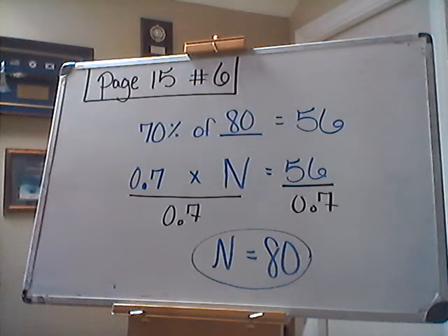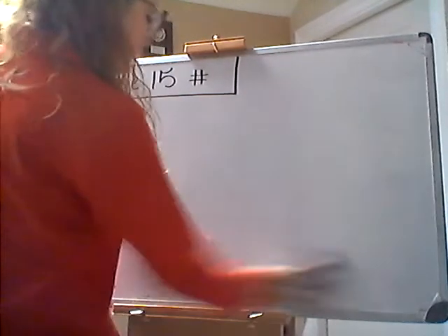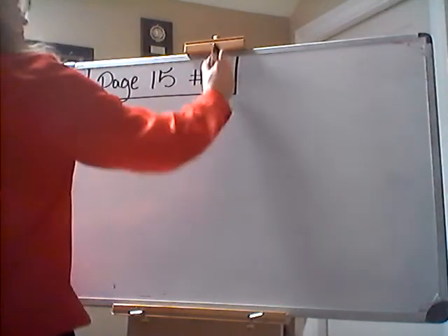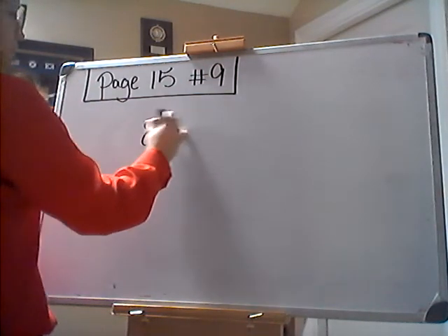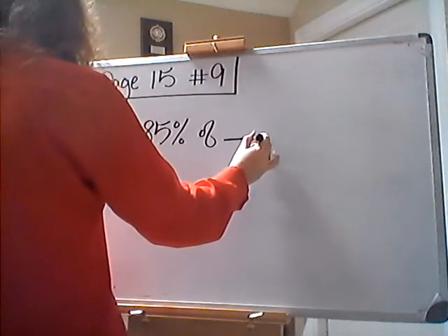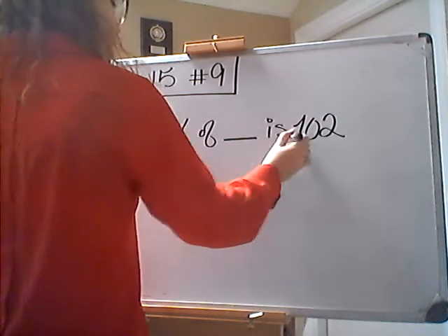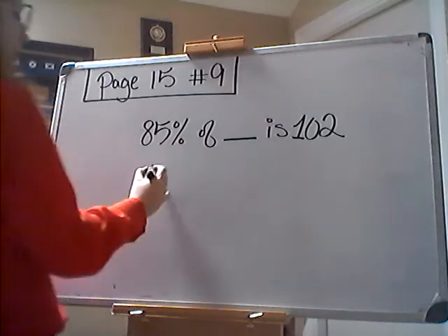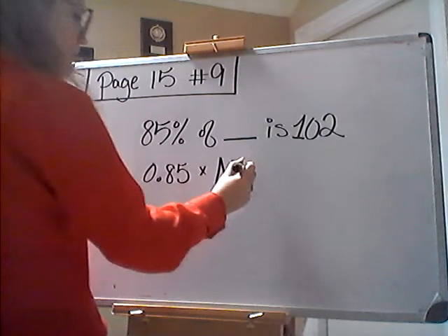Next I'll do number 9. Still page 15. Number 9. 85% of what number is 102? So 85 hundredths times what number equals 102?